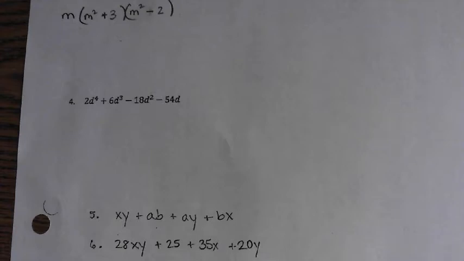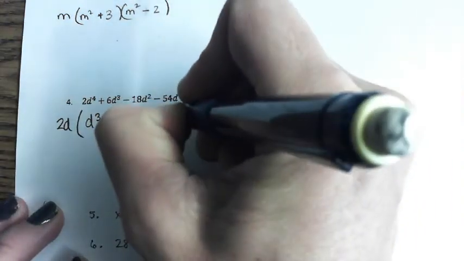In 4, how would you get this started, Angie? Take out a 2, be a little bit more thorough. Take out a 2 and a D. Not 2D, exactly. A 2 for the numbers, a D for the variables. Perfect. 2D is going to leave us with D cubed plus 3D squared minus 9D minus 27.